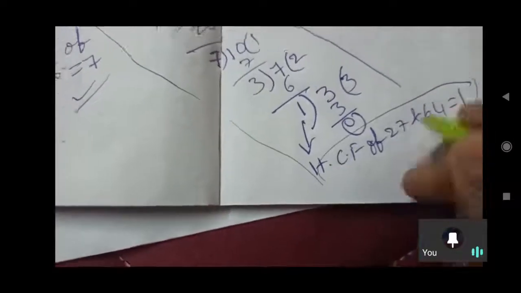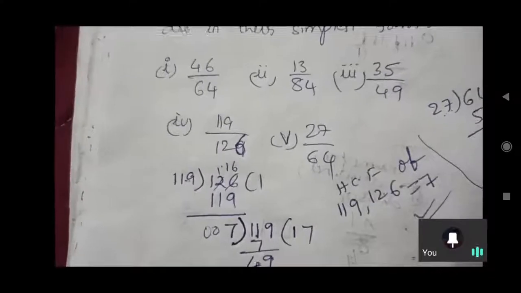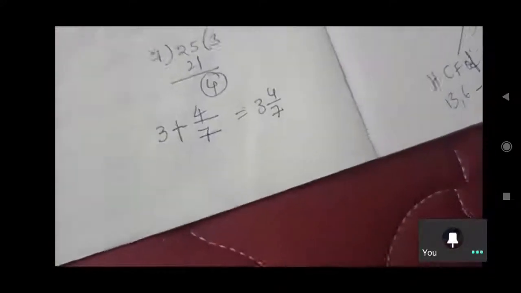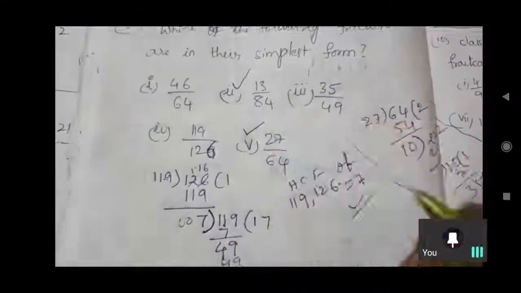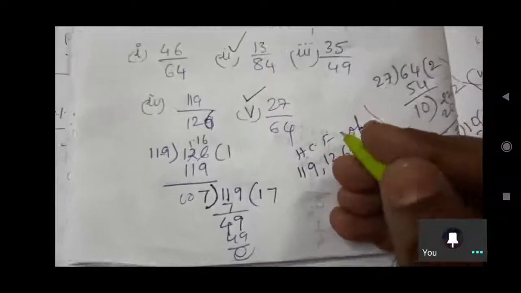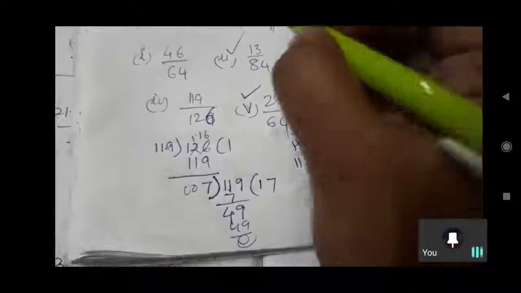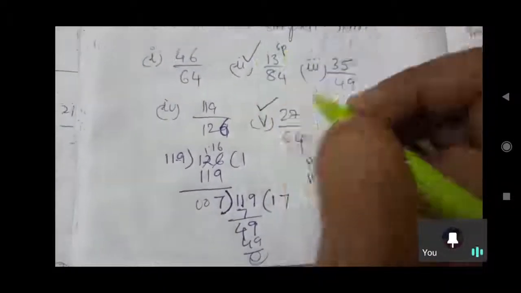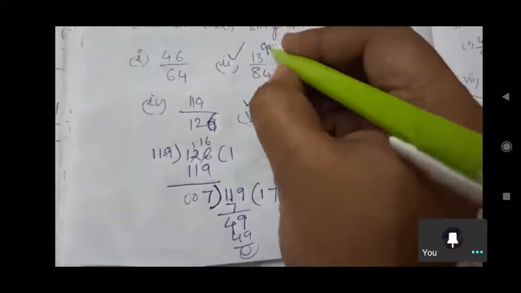So how many are in the simpler form, Nana? Where we got remainder 1? For the first one we didn't get it. For the second one, we got HCF as 1. So this is in simpler form. 13 by 84 is in the simpler form and 27 by 64 is in the simpler form. The remaining are not in the simplest form. So how many simplest? Second and fifth. So like that we can get.